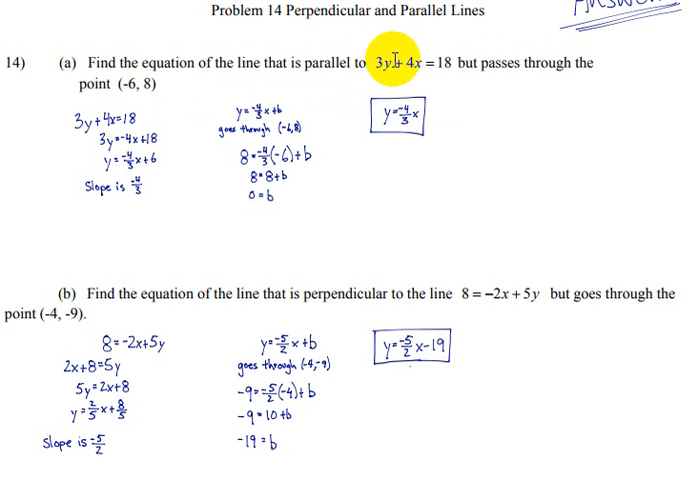I cannot see the slope unless it's y equals. So over here I solve for y equals. Subtracted 4x from both sides, that gets the 3y by itself. Then I divided by 3 on each side, and that tells me the slope is negative 4 over 3. So in y equals mx plus b, I know that y equals negative 4/3 x plus b.